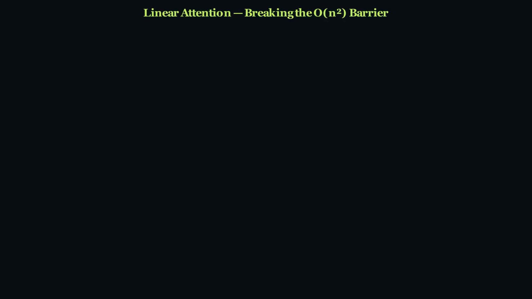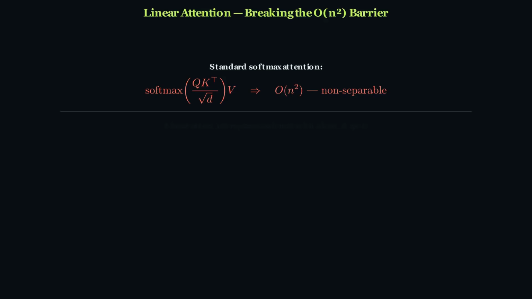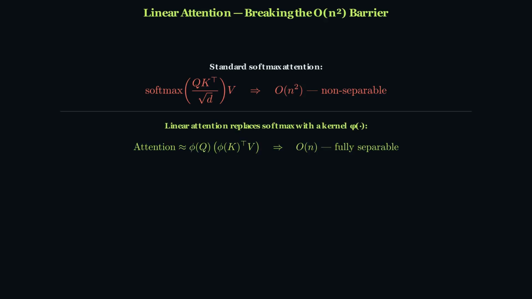FlashAttention accelerates the quadratic computation, but it doesn't change the math. Linear attention replaces softmax with a kernel feature map that allows the computation to be fundamentally O of n. Linear attention approximates the similarity metric as the dot product of 2 decoupled feature maps phi of q and phi of k. This makes the computation separable.